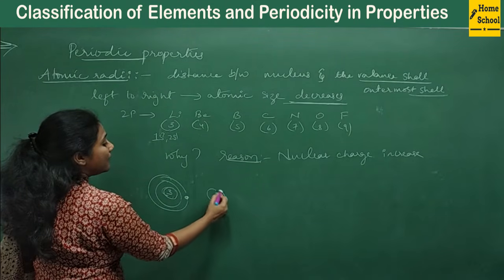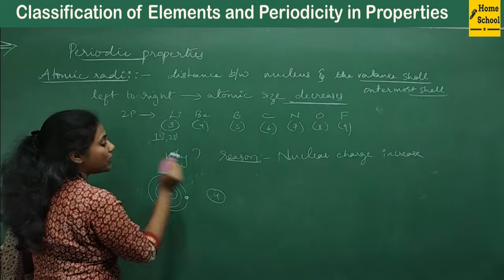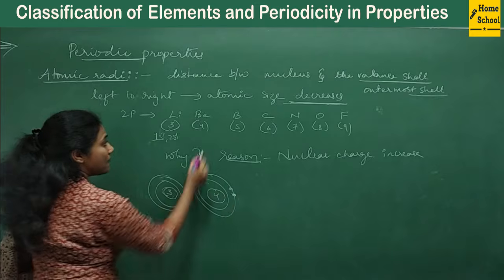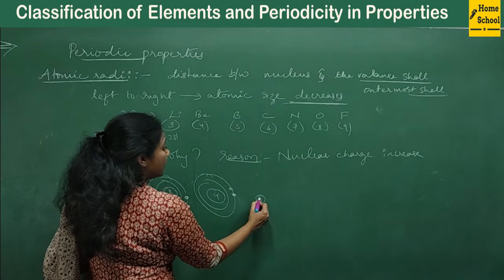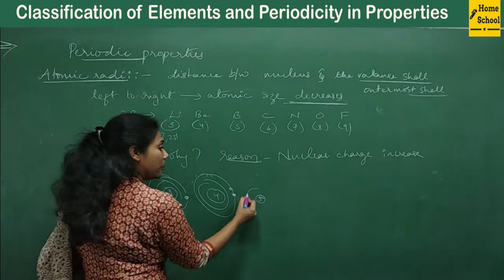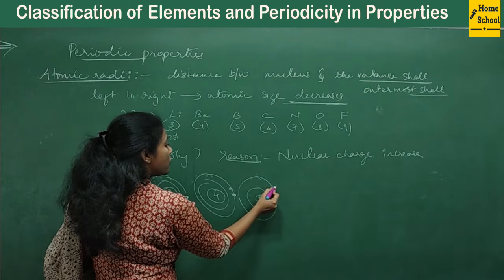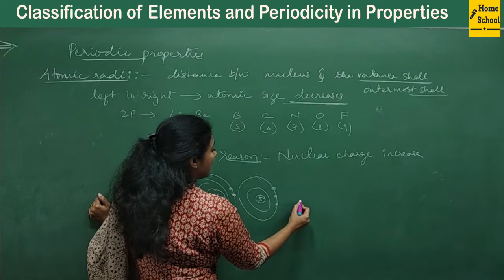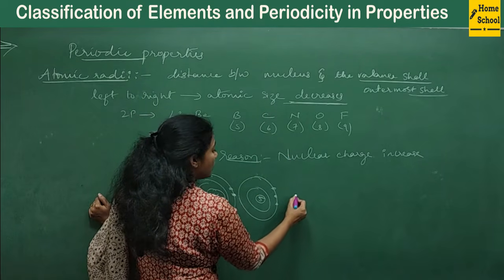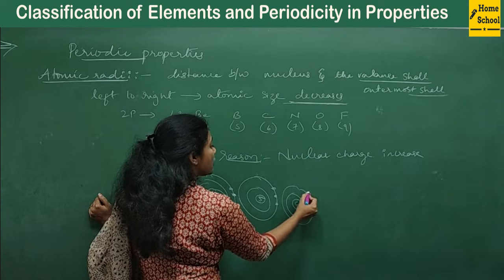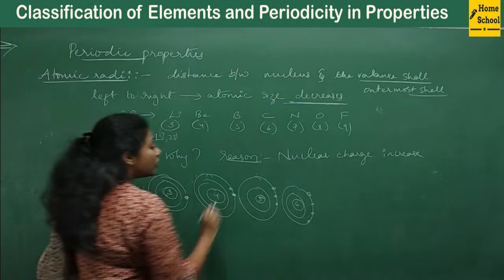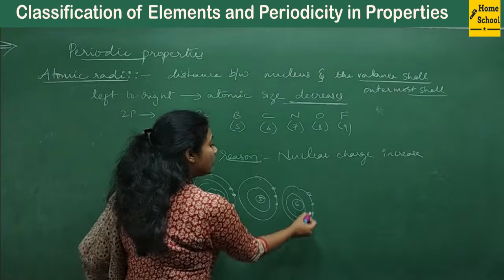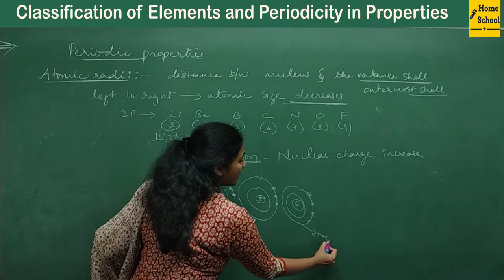Coming to beryllium, the nucleus has 4 protons and the outermost shell has 2 electrons. Coming to boron, the nucleus has 5 protons, whereas the outermost shell has 3 electrons. Coming to carbon, you have 6 protons, and the outermost shell has 4 electrons. You see here, as you go from lithium to fluorine, the outermost shell is the second shell only.